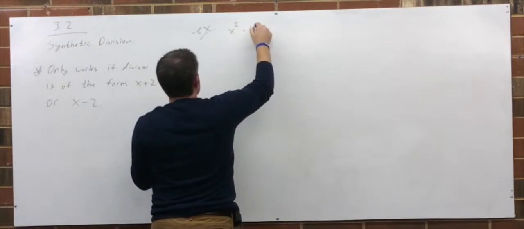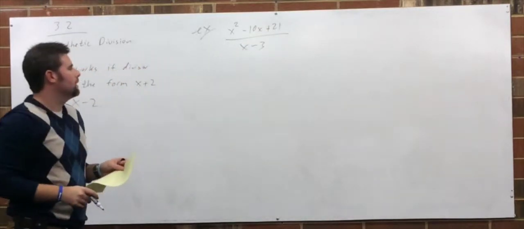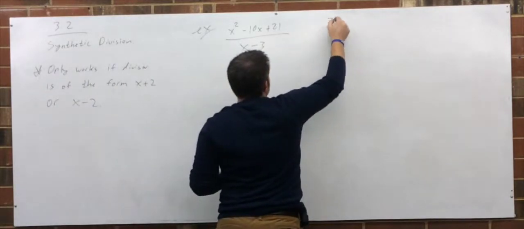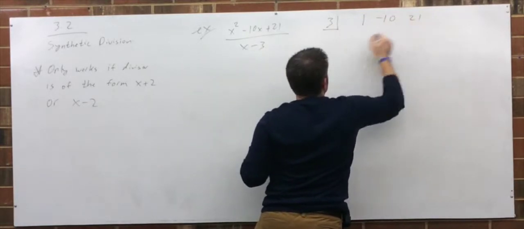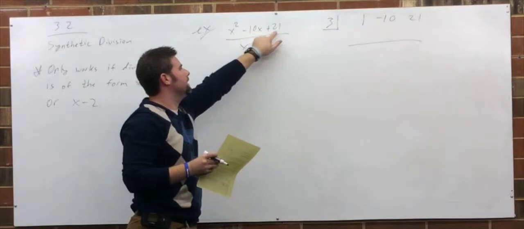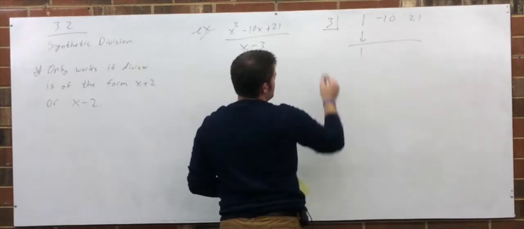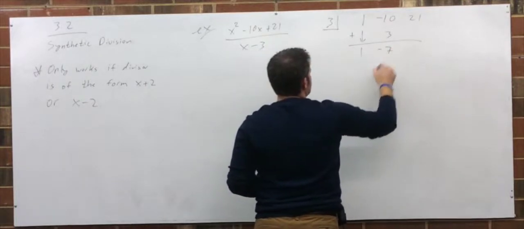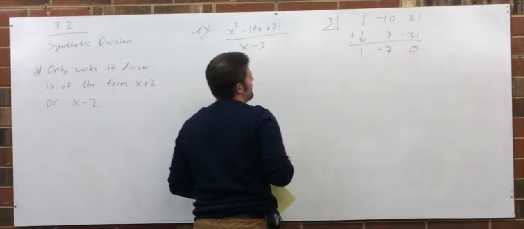x squared minus 10x plus 21 divided by x minus 3. So synthetic division works in this way. We put a positive 3 in here. We put the coefficients that we're dealing with of our polynomial. So we get a coefficient of 1, negative 10, and a positive 21. We'll drop our first term down and then begin multiplying. 3 times 1 is 3. Adding gives a negative 7. 3 times a negative 7 is a negative 21, which gives a 0.